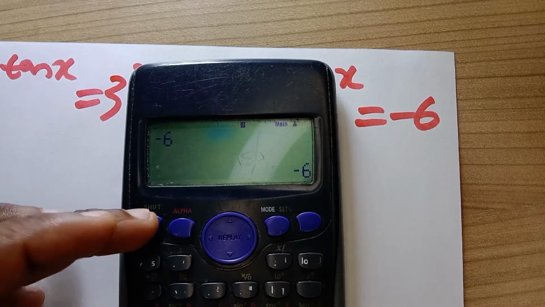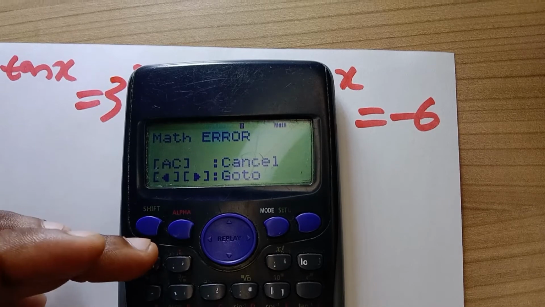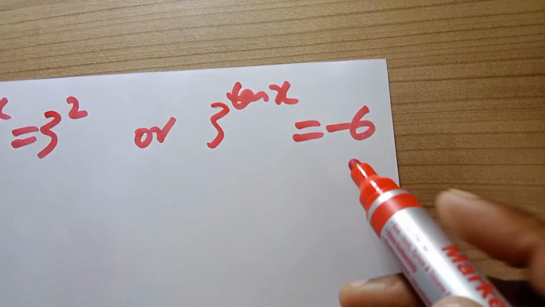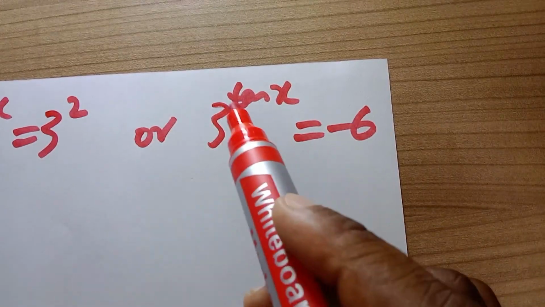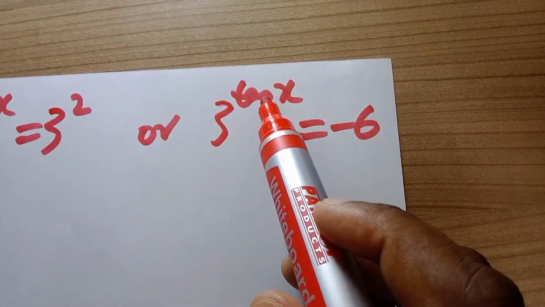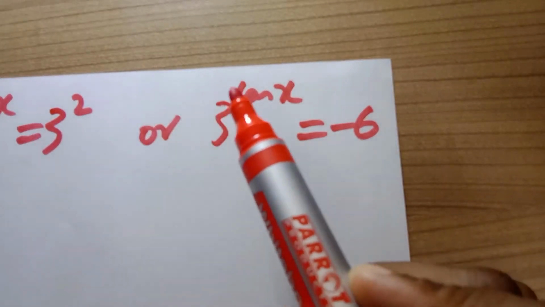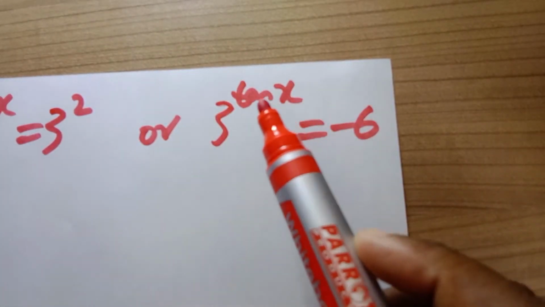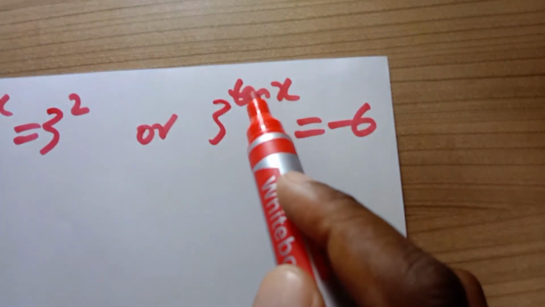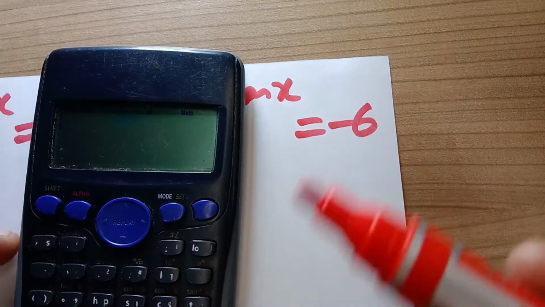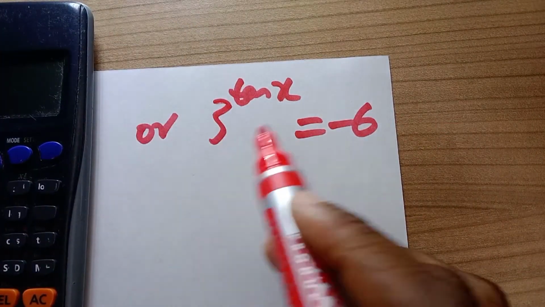Negative 6 shift fact, okay? It gives me the error there, okay? Then here, even if we can try the log there, okay? Remember, if we want to remove something on the exponent, we can use log. Log this side and log that side. You're going to be able to remove the tan x there, okay? But here, remember, the log should be here and there, okay?